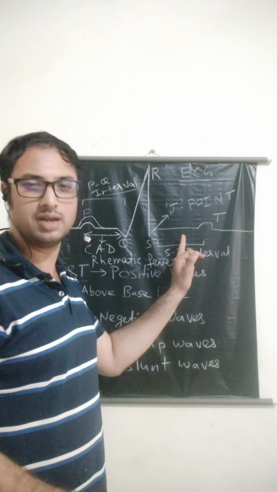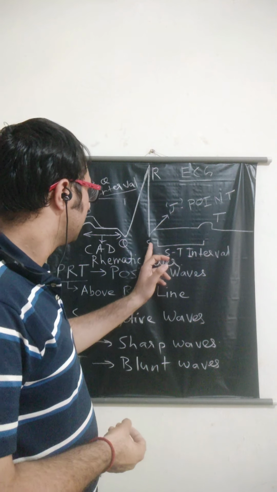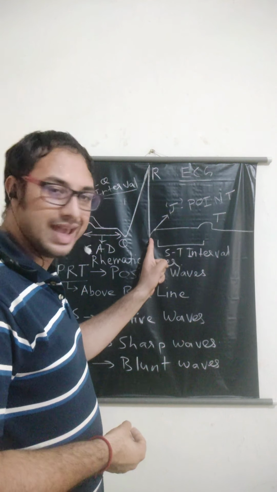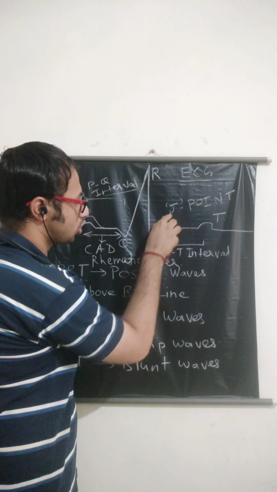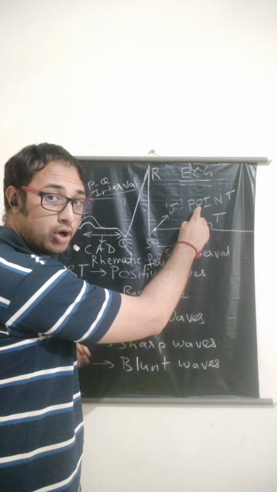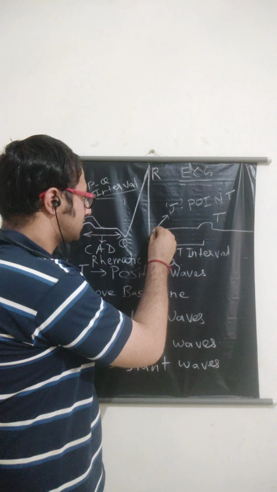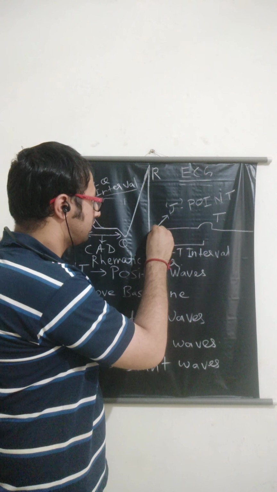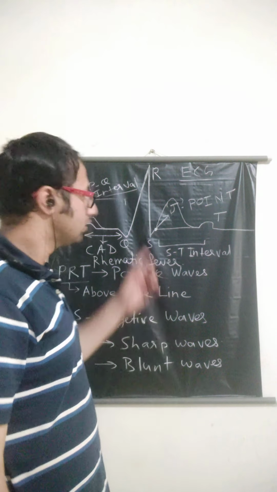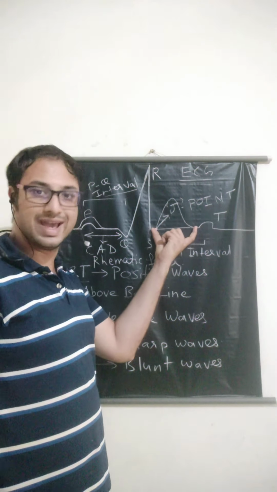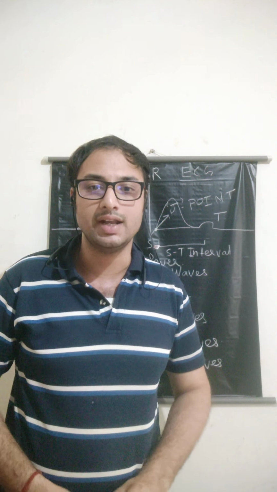Now after this I am coming to the ST point. Many questions have been asked from here. Suppose this is the S wave, and just above that S wave, this point is called the J point. If this is elevated, also called J point elevation, that means the ST segment is getting elevated in the ECG. That is an indicator of myocardial infarction.